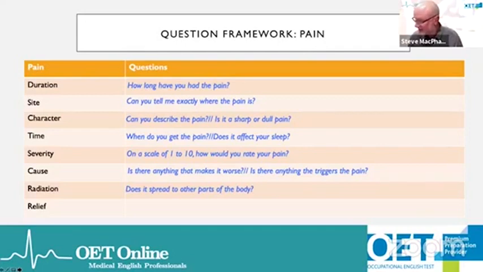Rehanna writes, is your pain radiate? No, does your pain radiate to other parts? Yep. Sarah, does it go to other parts of the body, perhaps, to be more specific? Where else do you feel this pain is good, Amar?